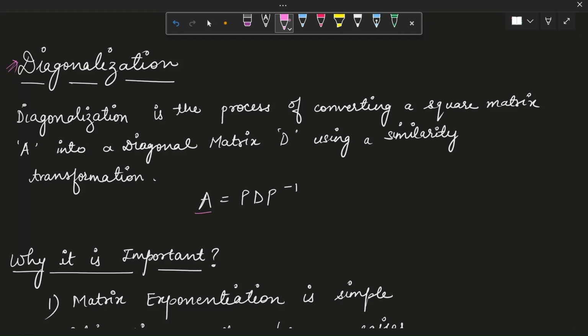The equation is A equals P D P inverse. Where A is the original matrix of size n cross n because it is a square matrix, P is an invertible matrix, D is the diagonal matrix, and P inverse is the inverse of the matrix P.